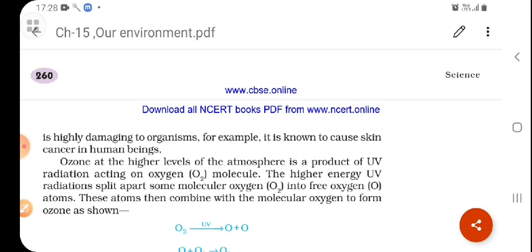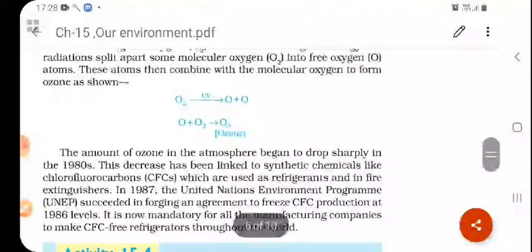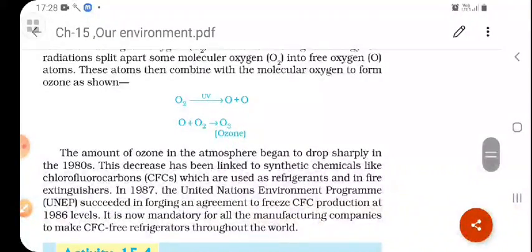Okay, and the higher energy UV radiations split apart some molecular oxygen O2 into free oxygen atoms, and these atoms then combine with the molecular form to form ozone. Here in this reaction you can see how ozone is formed in our atmosphere. Okay, O2 with the UV radiation, O2 is split into atomic oxygen, and this atomic oxygen is then combined with other O2 molecules to get O3 molecules.